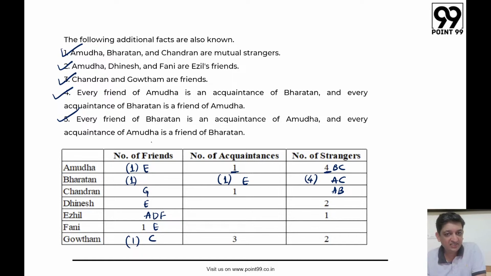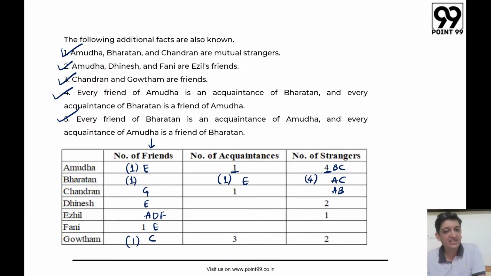So now if you look at the column that we filled the most, we have filled a lot of things in friends. In acquaintances we have just filled one. In strangers we have only filled a mutual relationship that exists. But in friends I have the friend list for almost everyone. So what can we do here? Let's try to see what happens.